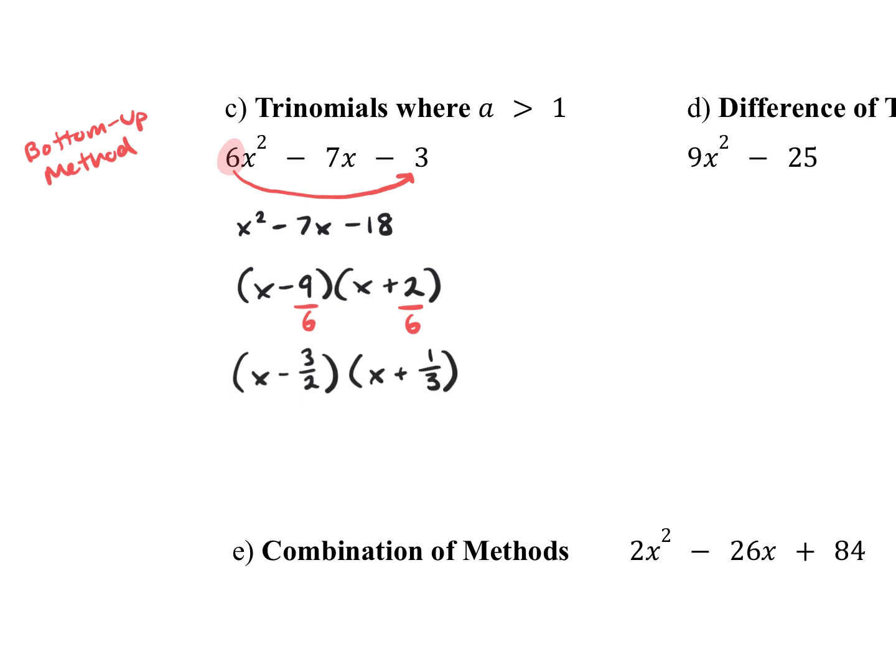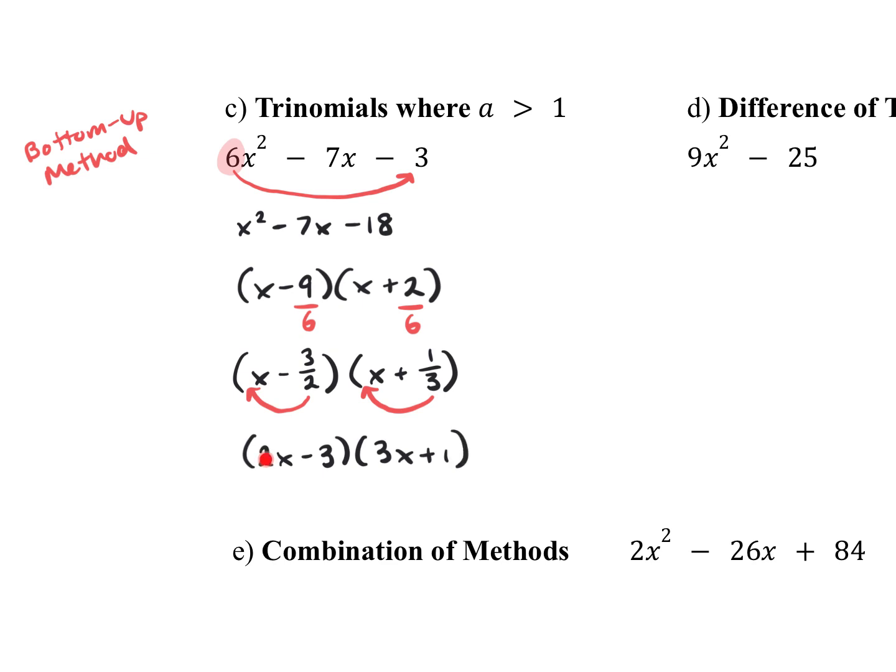Now from here, this is why it's called the bottom-up method. Any number that's left on the bottom, I'm going to move it up front in front of x. Now, sometimes this will simplify out to a whole number, and that's totally fine as well. So this becomes 2x minus 3, and this becomes 3x plus 1.